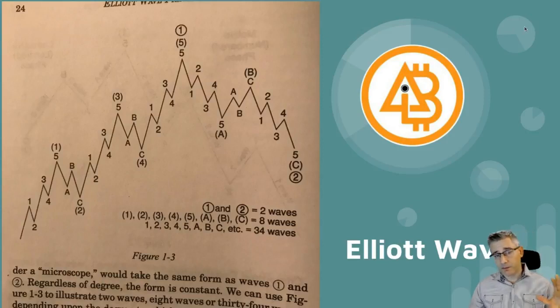This is the basic pattern that makes up the Elliott Wave. What Elliott discovered was that markets usually move in a five-movement pattern. So starting at the bottom here, we're going to go 1, 2, 3, 4, 5. That's the direction the market's heading.